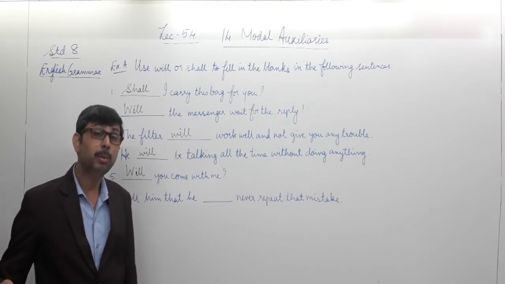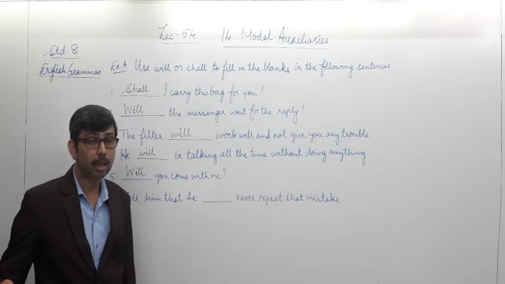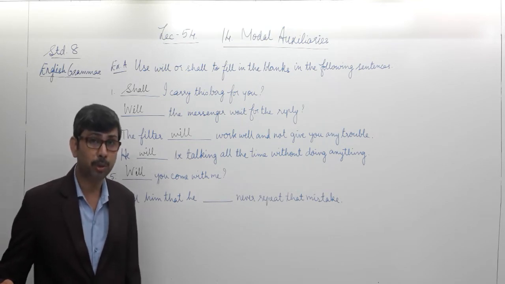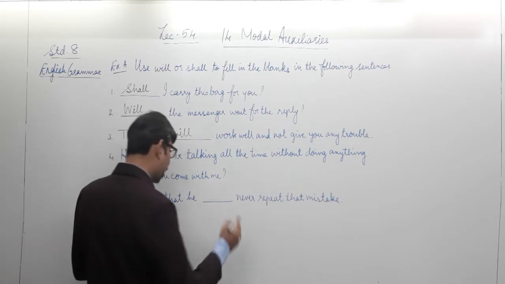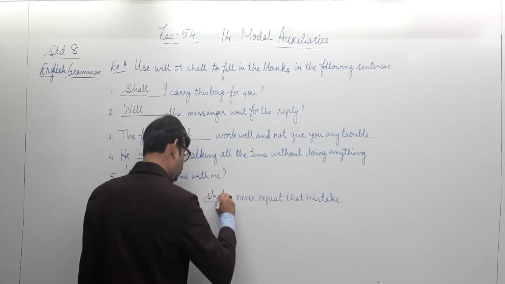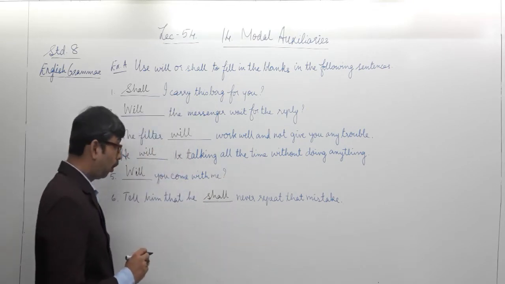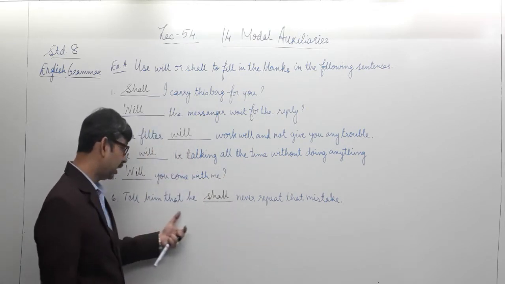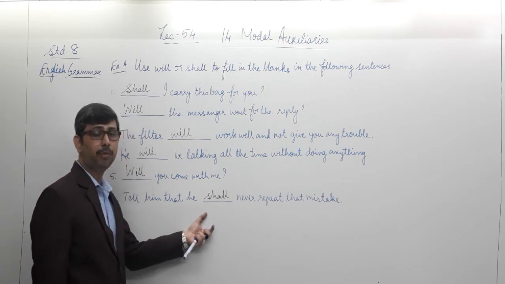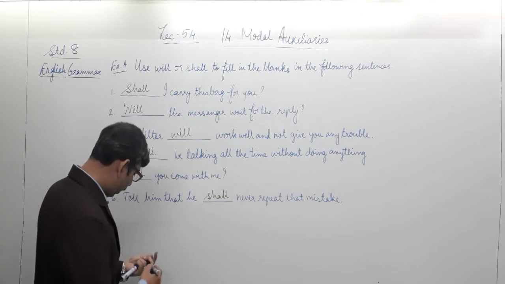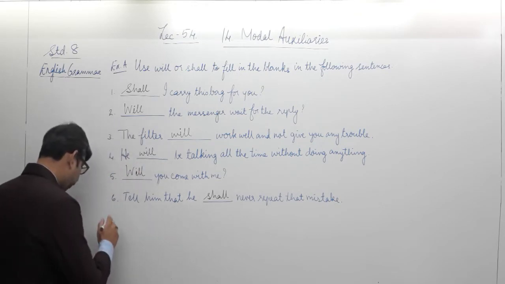So here we will be writing the word shall and not will, because shall indicates a kind of command being expressed over here. So let's write the word shall. Tell him that he shall, a commanding auxiliary over here. Tell him that he shall never repeat that mistake. Shall indicates a kind of command in comparison to will. Seventh one.